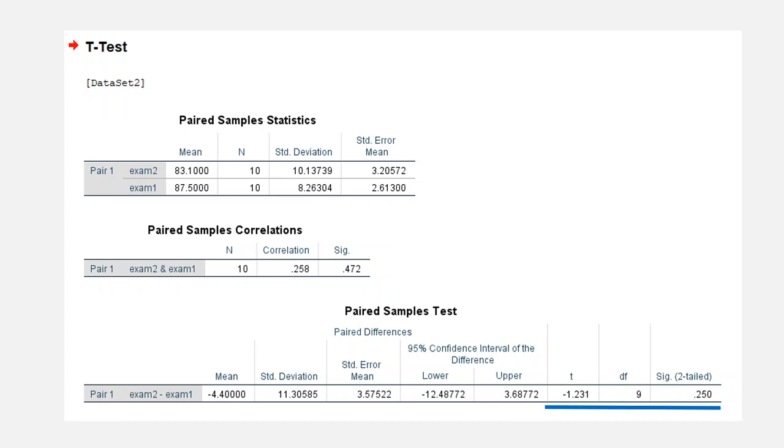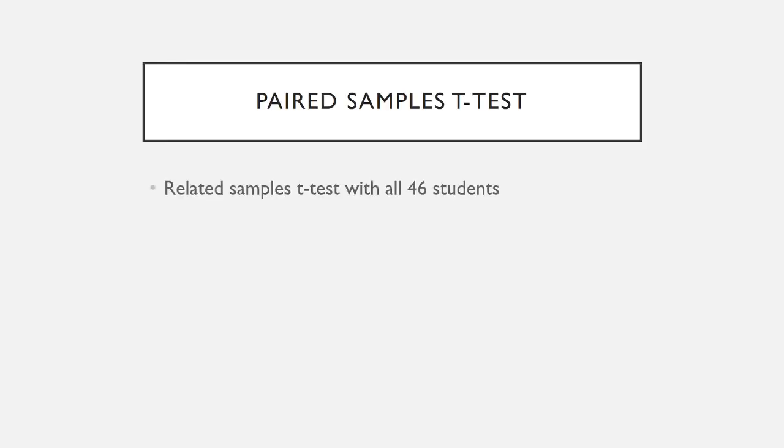So your interpretation would be something along the lines of people did not perform significantly better or worse on exam 1 or exam 2. Again, you can look at the means and you can see that the mean for exam 1 was higher. That difference was not enough of a magnitude to rise to the level of significance.